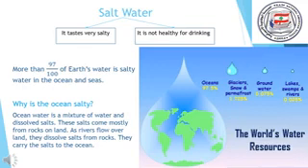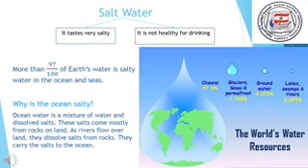And do you know that more than 97/100 of Earth's water is salty water in the ocean and seas? This picture here shows you the world's water resources. 97.5% of the water on Earth is found in oceans, and the remaining percentage is for glaciers, groundwater, lakes, swamps, and rivers.